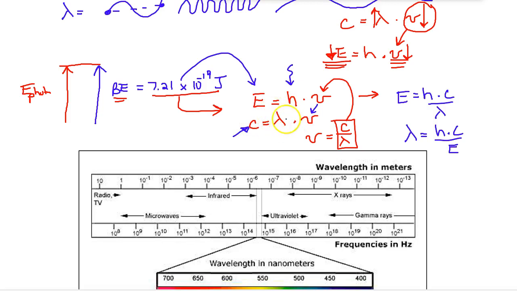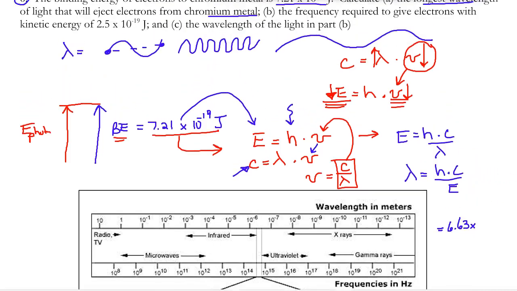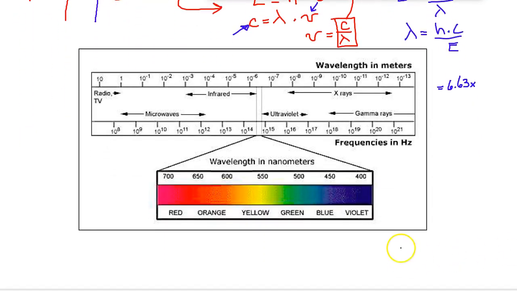All right, you can solve for this, but I just kind of did it this way because I'm tall. So let's plug it in. Planck's constant is equal to what? 6.63 times 10 to the negative 34. The unit is joules seconds.